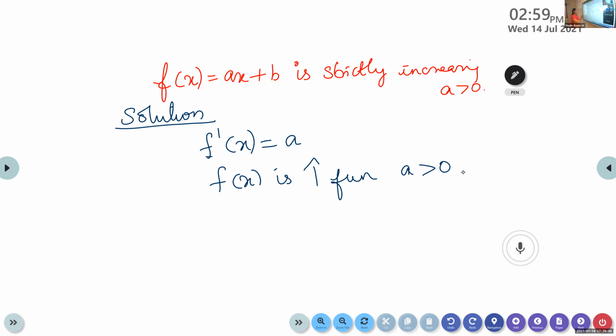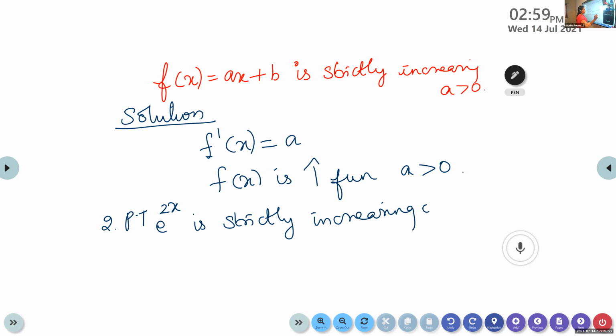Second question. Prove that the function e raised to 2x is strictly increasing on R. You have to prove e raised to 2x is strictly increasing.